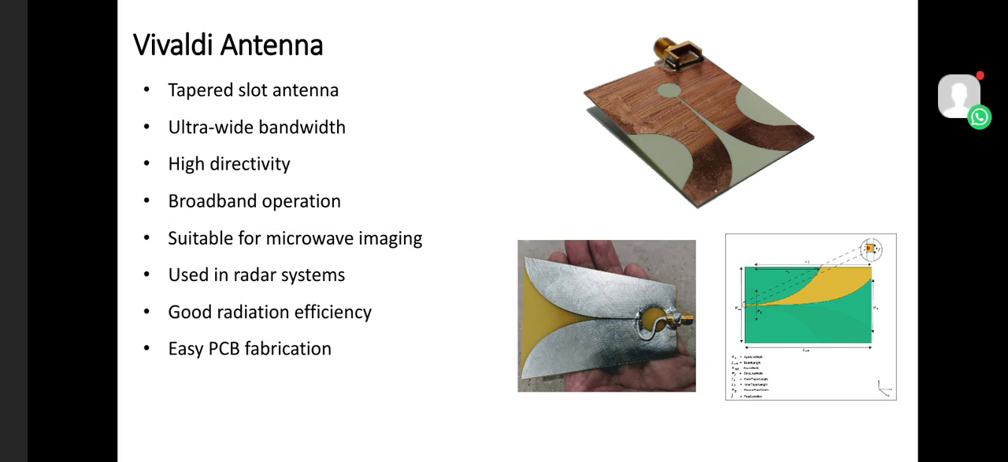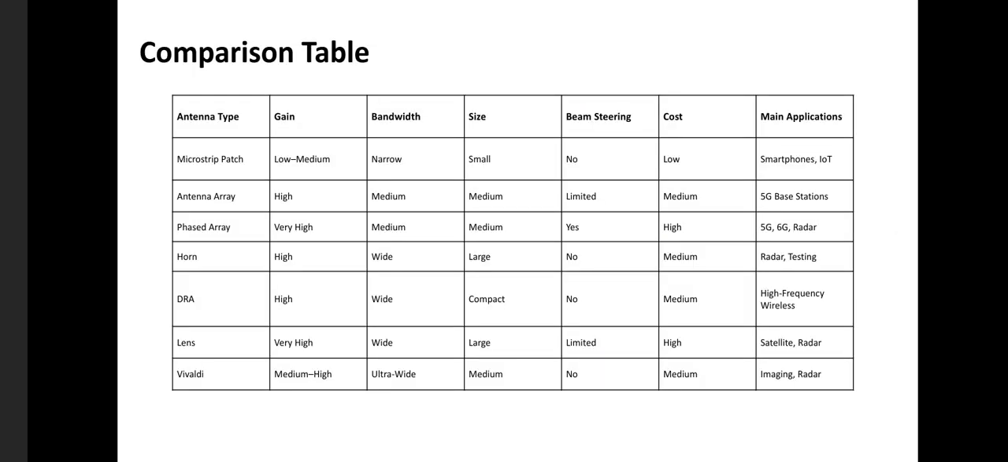These are Vivaldi antennas. These will look like a leaf shape with a tapered slot. This is ultra wide bandwidth, highly directional broadband operation. It is very easy to fabricate on PCB.